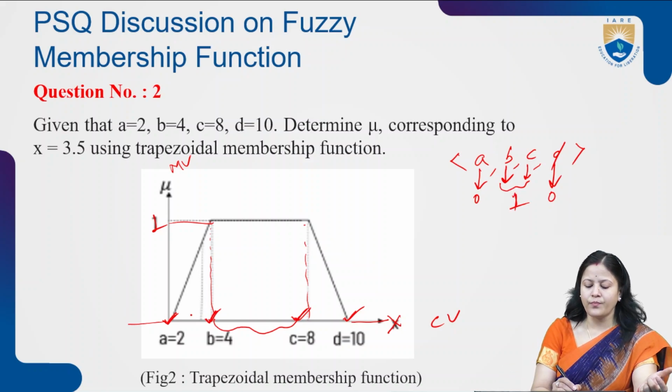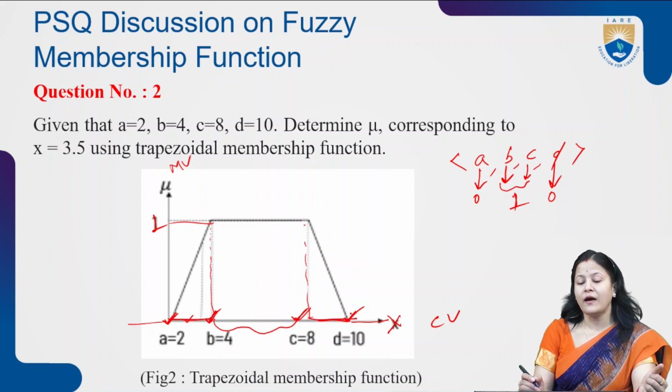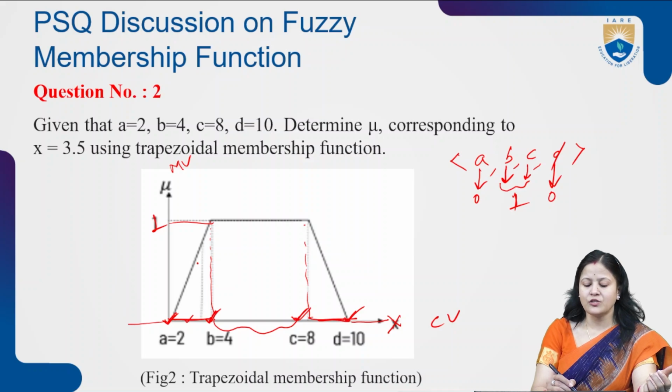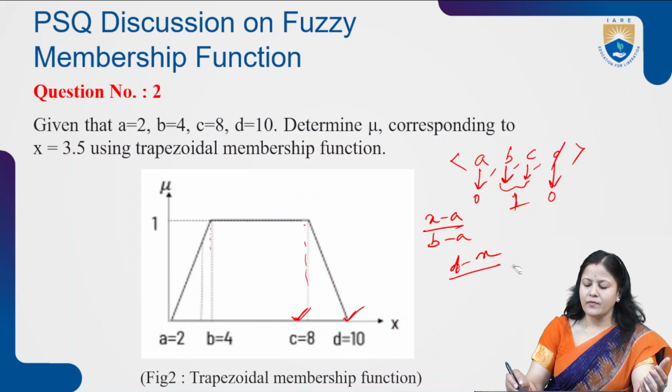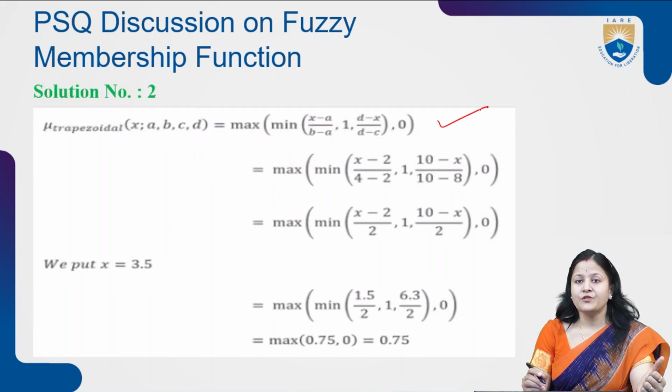But what if x lies between a and b, what would be the membership value? The same triangular membership function we can consider for this triangle. If x lies here, then it would be (x minus a) divided by (b minus a). Same thing, if x lies between c and d, it would be (d minus x) divided by (d minus c). So this would be the formula. Now combining all the formulas, we will solve the problem. Now this is the final formula for the trapezoidal membership function.